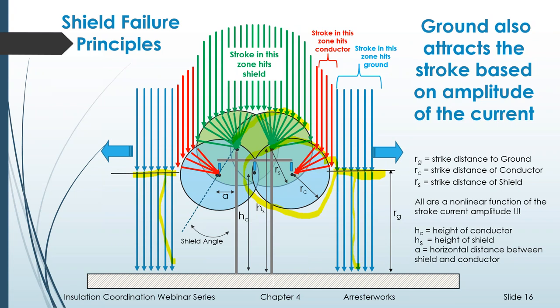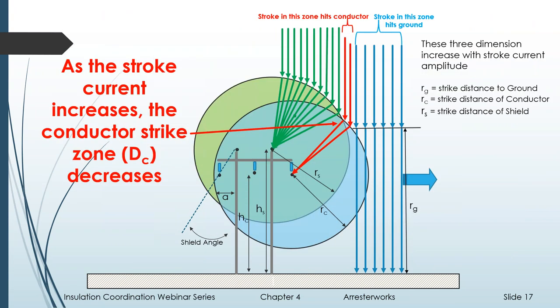So as the current amplitude goes up and down, the zones change. So as the current stroke increases, the conductor strike zone will decrease. As the current increases, the collection zone for the shield wire goes up, and the collection zone for the phase conductor goes up, and the collection zone for the ground goes up. So all three of these change as the current amplitude increases or decreases.